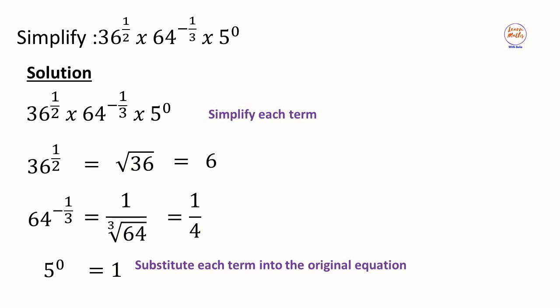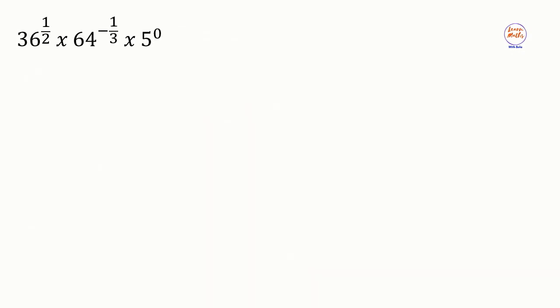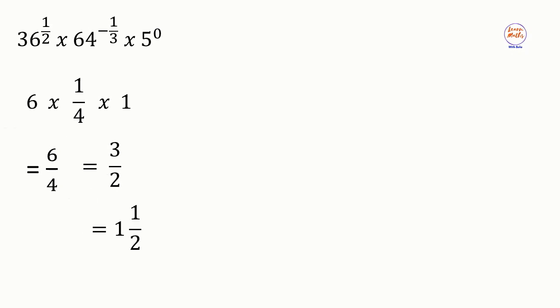So we substitute each term into the original equation. Therefore we have 6. Remember 36^0.5 is 6. Then 64 raised to power minus 1 over 3 is 1 over 4. And 5 raised to power 0 is 1. So when you multiply everything, you have 6 over 4. And don't forget, we are asked to simplify. And that is the same thing as 3 over 2. And that is 1 over 2. That is one whole number, 1 and 1 over 2.